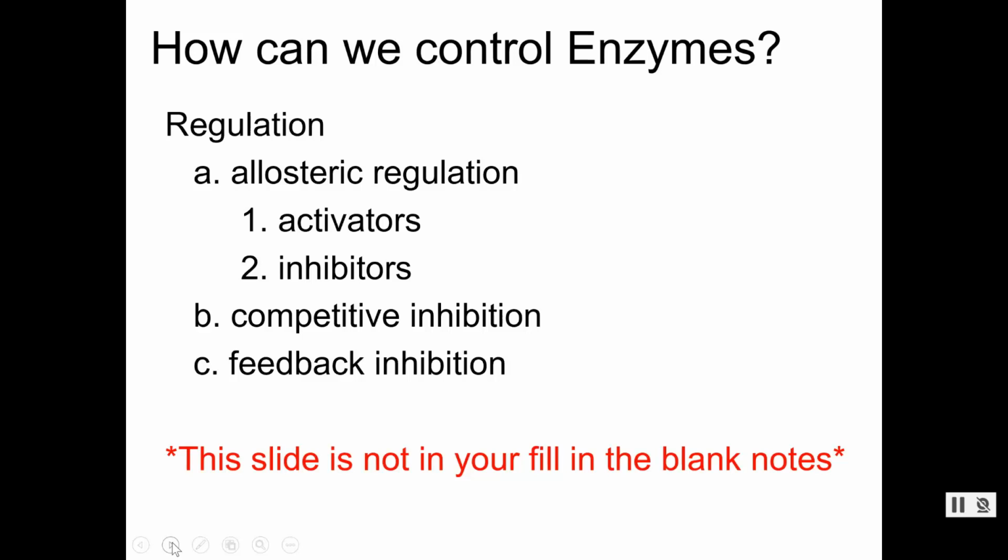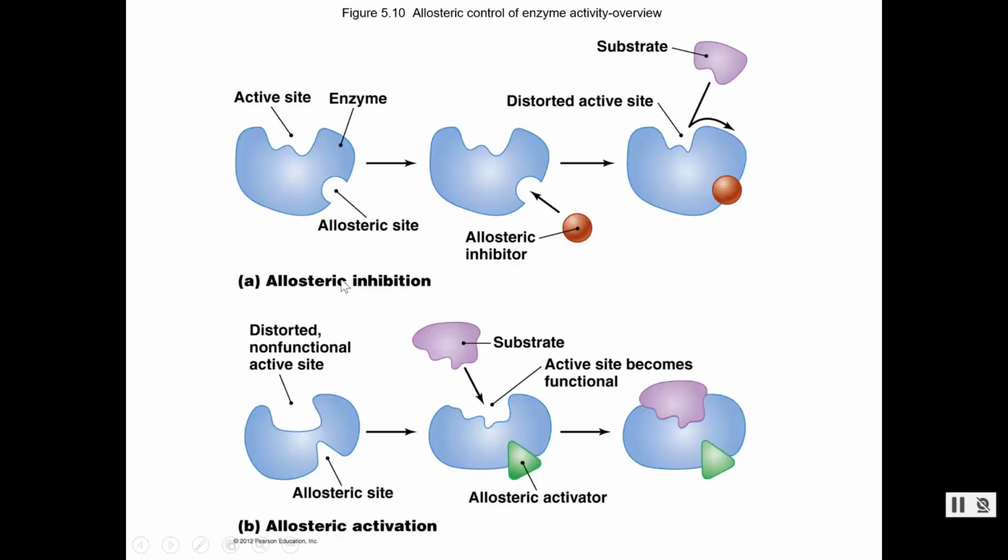How can we control, or how does a cell control, regulate enzymes? All right, so we're going to talk about a couple of different categories. We're going to talk about allosteric regulation, and that has activators and inhibitors. We're going to talk about competitive inhibition and feedback inhibition. So let's do allosteric regulation first. Allosteric. The prefix allo means other.